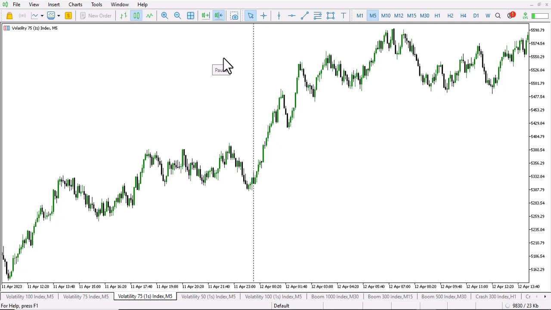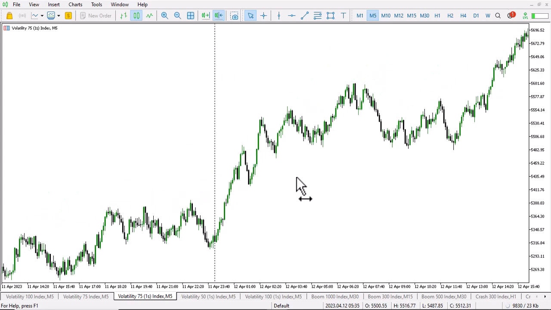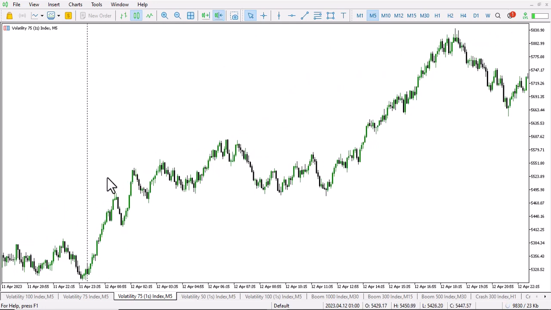So, guys, today we want to talk about DERIV cycles and how to take advantage of them and win. We are going to be looking at two indices, that is Volatility 75 (1s) and Volatility 75. These are the indices that you should master and trade on a daily basis. We are going to start by looking at the Volatility 75 (1s) index.